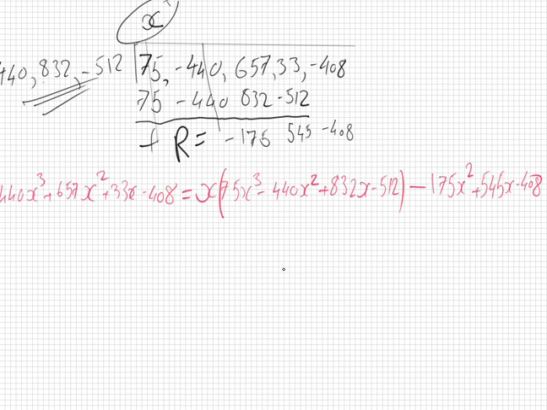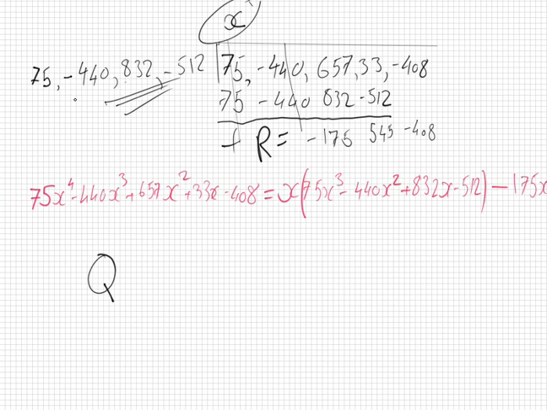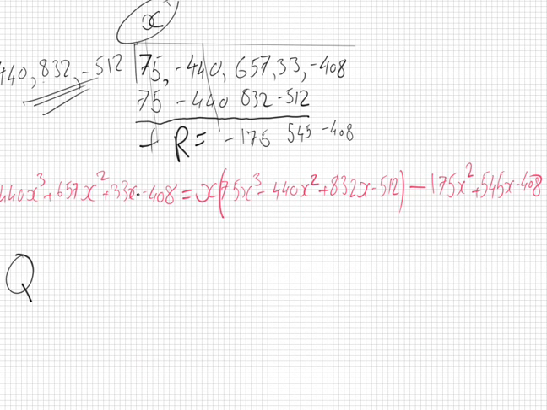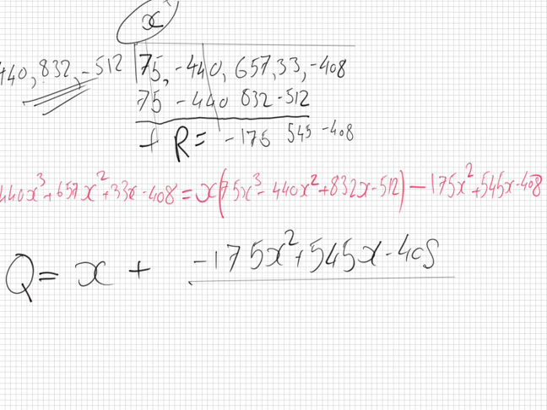Now, what's normal to do next is you divide everything by the cubic there. So when you divide the left by the cubic, no surprises, like in every single question, we get back the original question. Because remember, this here over the cubic is the original question. So I divide everything by the cubic now, and I get back my original question equals x over, oh no, just x, because that's gone, and then plus, and now we have this piece here, minus 175x squared plus 545x minus 408 over the cubic.